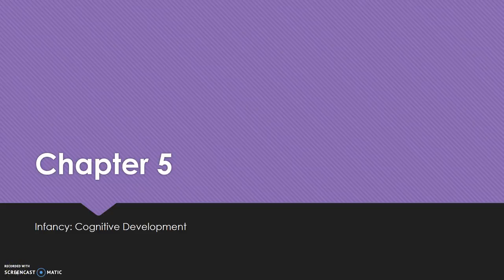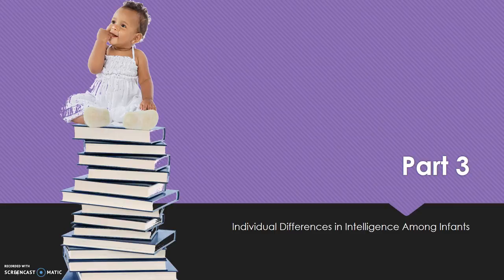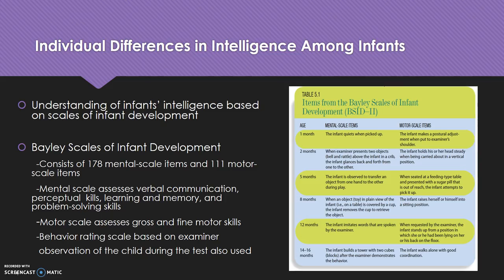Moving on in Chapter 5, the chapter on infancy and cognitive development, we're going to be looking at Part 3, which is individual differences in intelligence among infants. Now, we all know all of our babies are super smart and super cute, but how do we actually look at intelligence in infants? It can be very difficult, right? They don't talk. They can't tell us what they're thinking. They can't answer questions. So how do we really know about intelligence in infants?